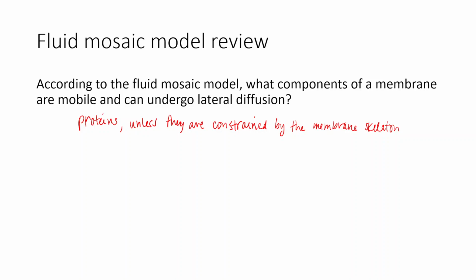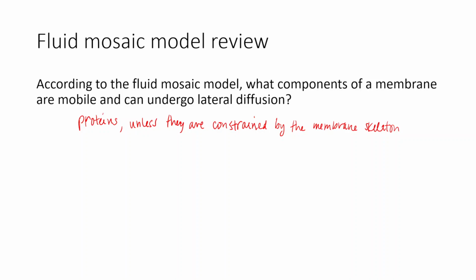So if there's a membrane protein that is attached underneath to the membrane skeleton, that protein is not able to move laterally across the surface of the cell because it's stuck inside this little scaffolding underneath, essentially. But not all membrane proteins are constrained. Only some are and some aren't. So that brings me to the rest of this question. What other components of a membrane are mobile besides proteins? What else is in membranes? What are membranes made of? And is it mobile?